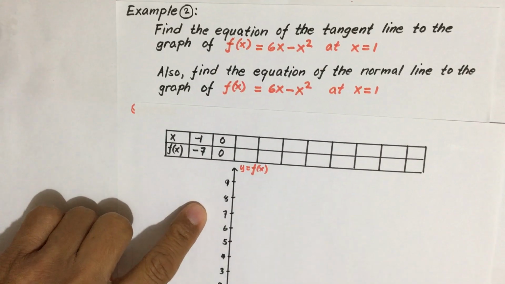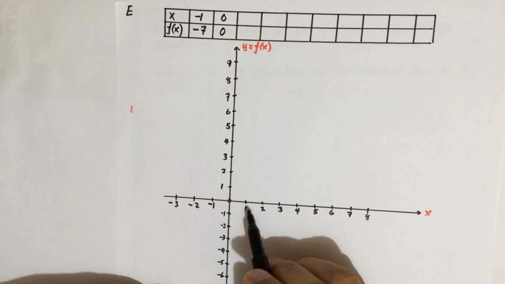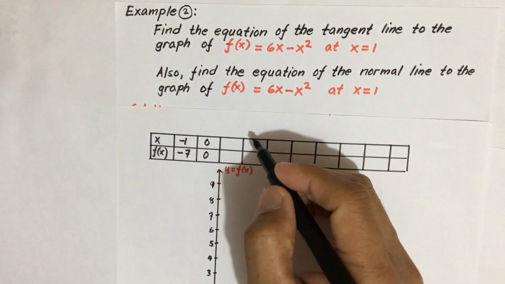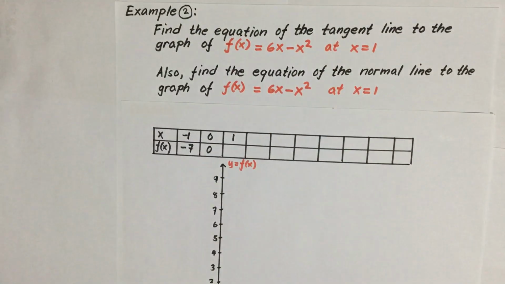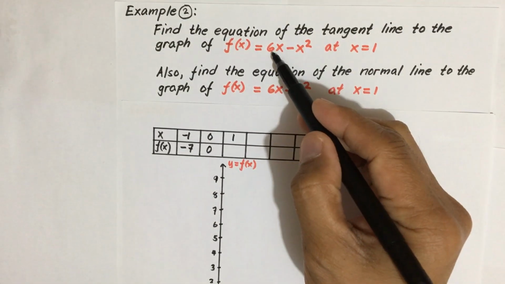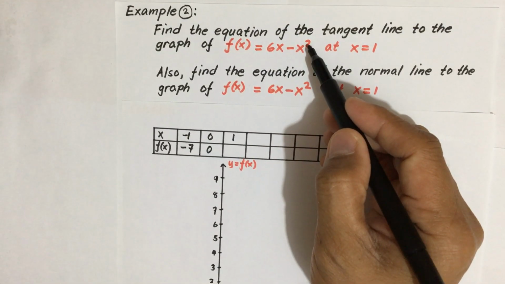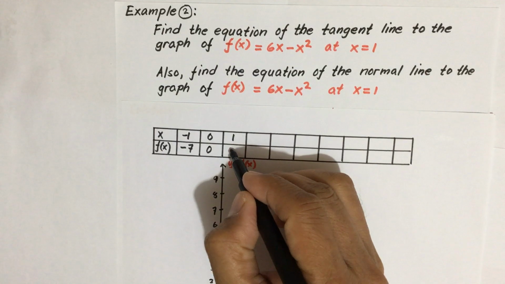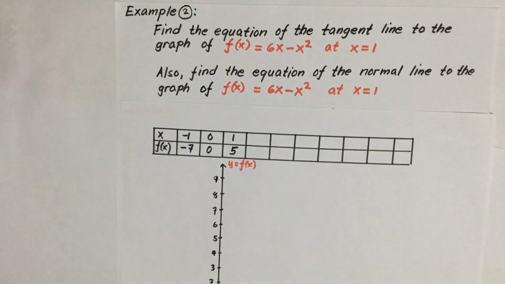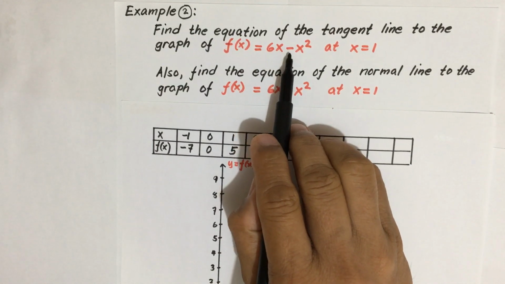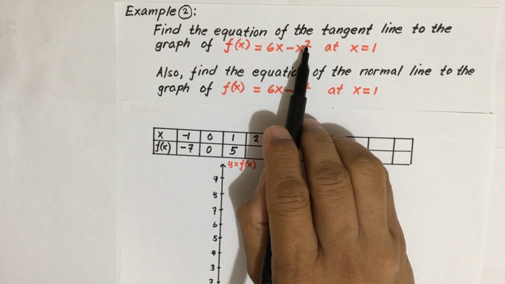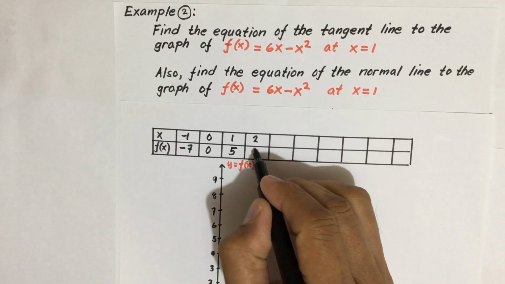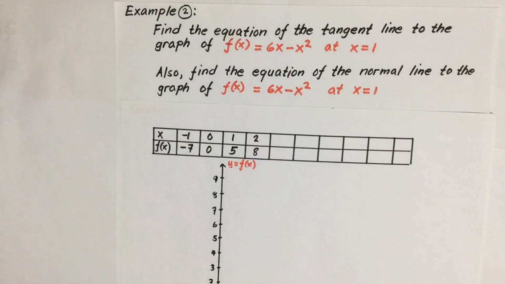When x equal to 1, what will be our f of x? So when this is 1, so 6 times 1, 6 minus 1 squared, 1 squared is 1, so equal to 5. Now when x equal to 2, this will be 6 times 2, 12, minus 2 squared, 4. So 12 minus 4. So when x equal to 2, our f of x equal to 8.